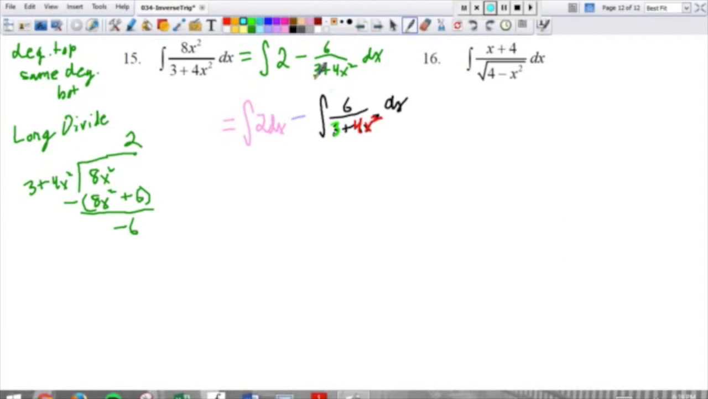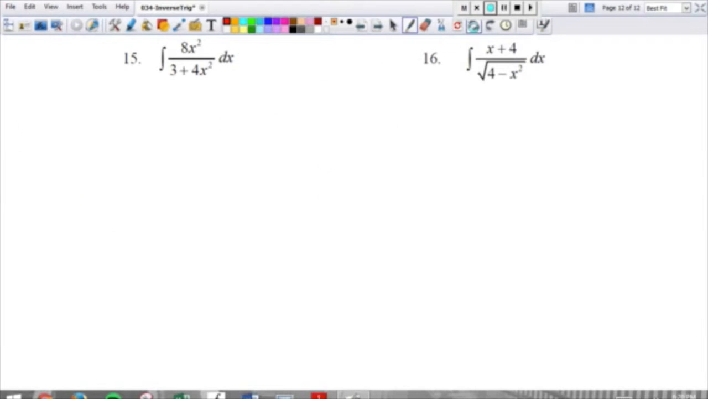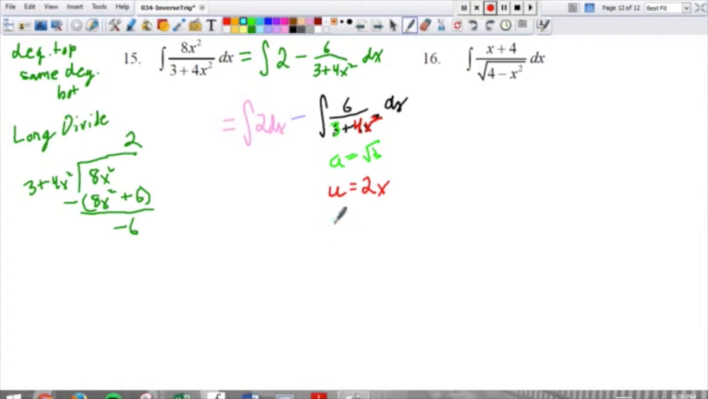So let's check the hook on again one more time just to make sure you're all on my page. A equals root 3. U equals 2x. U prime equals 2. Good. So, I'm going to factor out a 3 to leave a 2 on the top. 2 hooks off. Get a 3 right there.